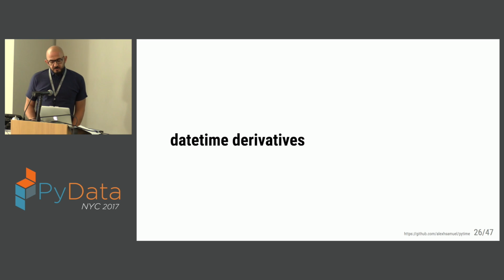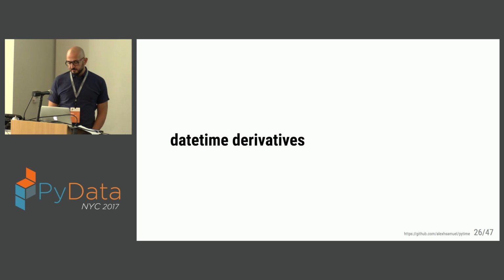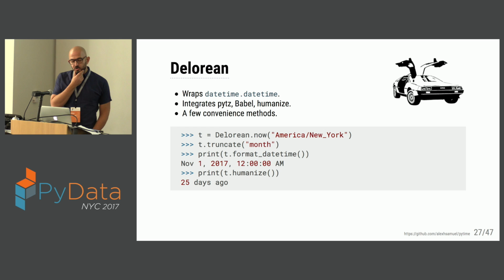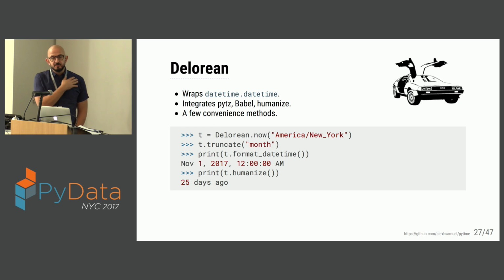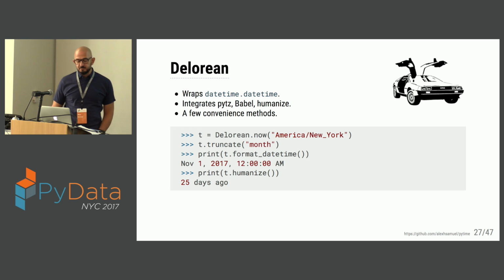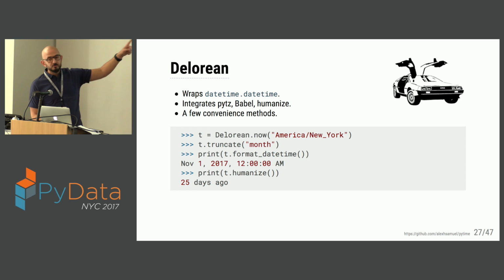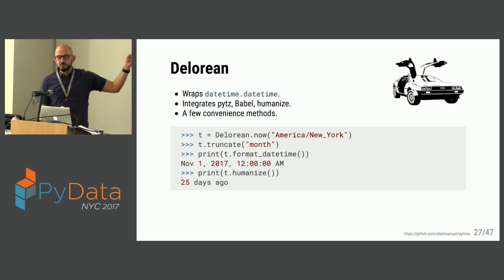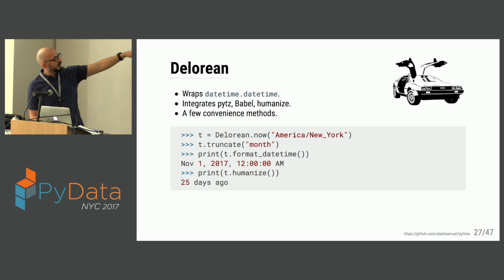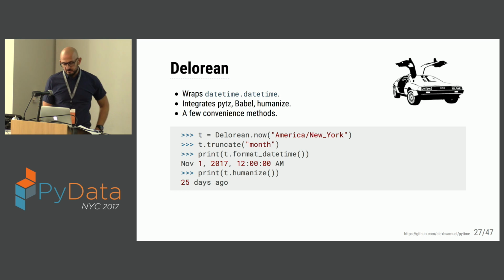Now, on to derivatives of datetime. There have been several attempts to improve datetime either by wrapping it or extending it. So let me present a few of these. One that's been around for a while is called DeLorean. This wraps datetime.datetime in a pure Python wrapper called DeLorean. And it also integrates PyTZ, Babel, and Humanize. It provides some convenience methods. So one really nice thing about it is you don't have to instantiate your time zones explicitly. You can just pass in a time zone name, and it figures out how to fetch the time zone for you. And it has some stuff like truncate. As I said, it integrates Humanize.